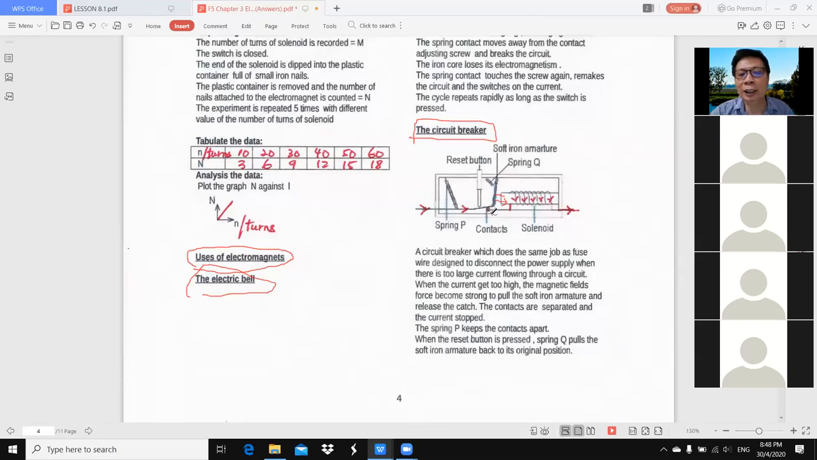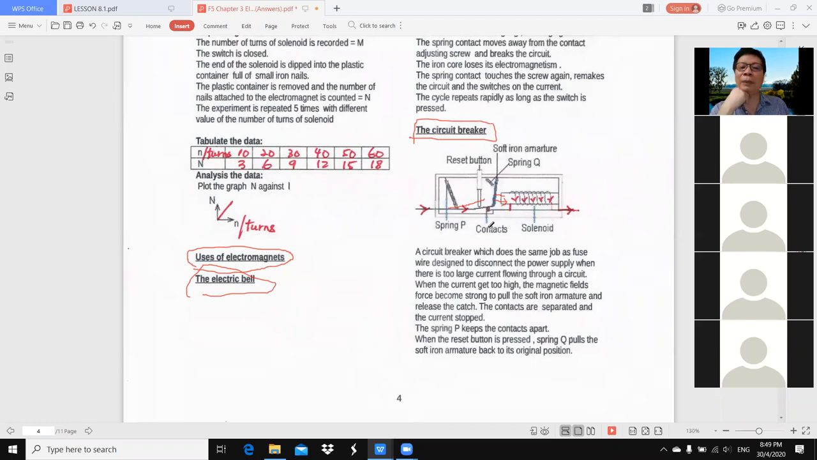This contact point is broken, so the connection has stopped already. The current stops here and cannot go through, right? So you cut off the current. You see what happens is like this: when this one attracts here, this whole thing will go up, because there's a spring here. This spring will pull this wire up. So this wire will most probably go up like this. This one will move here, so the contact is broken already. So the current stops, right?